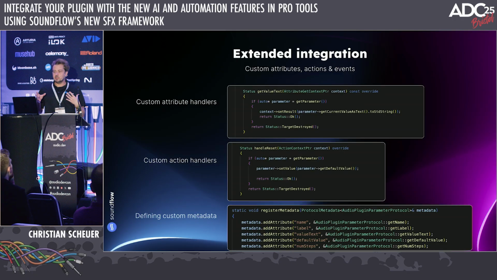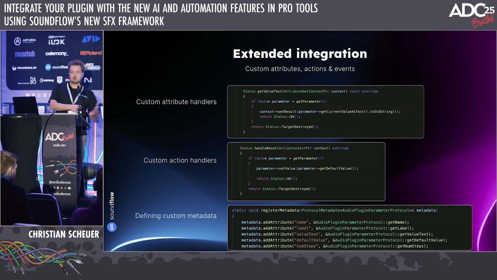But SFX is really extensible, so it's possible to add custom attributes, actions, and events. To quickly explain what I mean by that, SFX basically can map any C++ object in your code. We then just provide out-of-the-box mapping for JUCE plugin instances and their parameters and their values. But you could think of anything that you want to expose to automation. You can fully customize that.